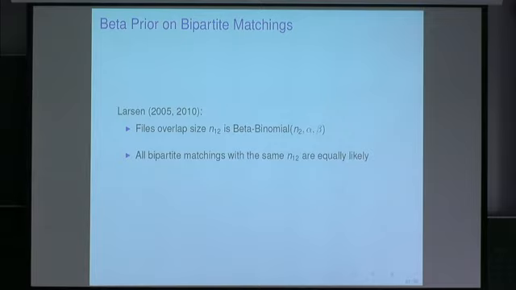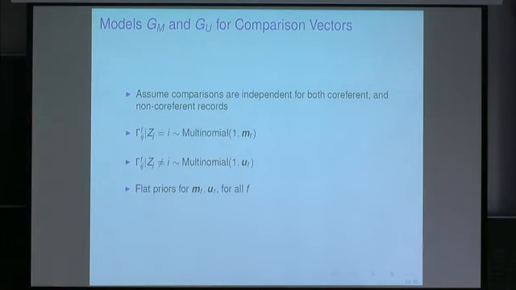And now, given the overlap of the files, all bipartite matchings with the same overlap are equally likely. So that's what I call the beta prior on bipartite matchings. That was a general structure there, so you have to put a specific model for the comparison data, right?